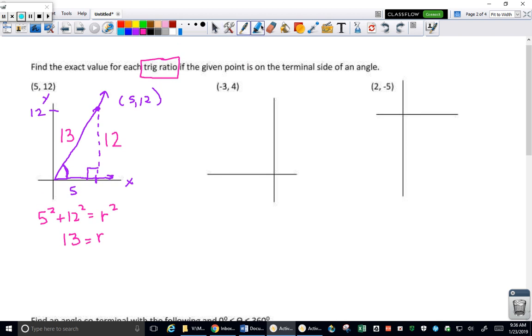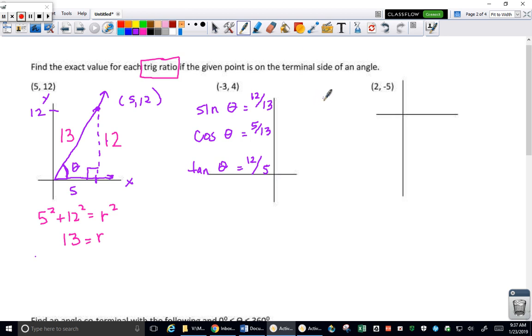Okay, so our 6 trig ratios, we start with sine, cosine, and tangent. I'm going to write right here over the top of this. Sine, cosine, and tangent. So the sine of this angle is opposite over adjacent. Sorry, hypotenuse. 12/13. Cosine is adjacent over hypotenuse. 5/13. And tangent is opposite over adjacent. 12/5. So those are your 3 basic ones from geometry.